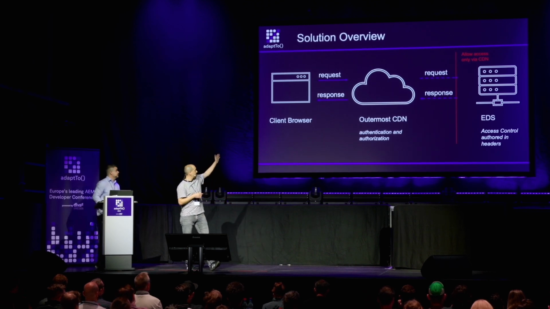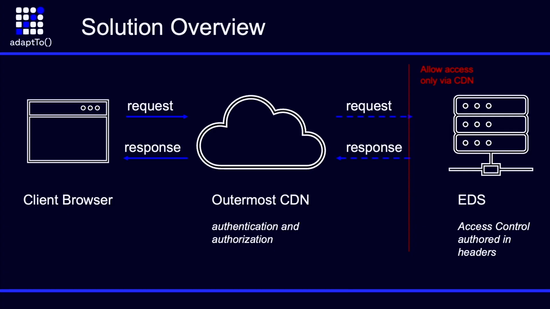The browser sends a request, CDN forwards it to EDS. In the response, we add our header, and on the response processing on the CDN, we authenticate and authorize and send back the appropriate response. One detail is that we want to make sure no one accesses EDS directly, but that's a standard feature that EDS has.